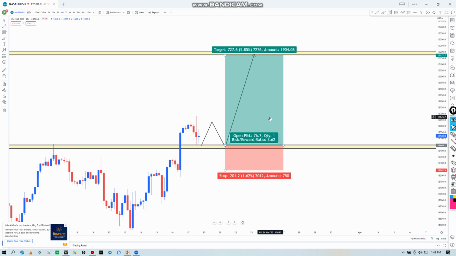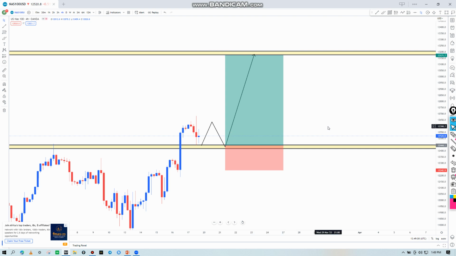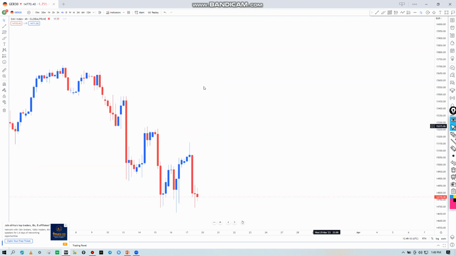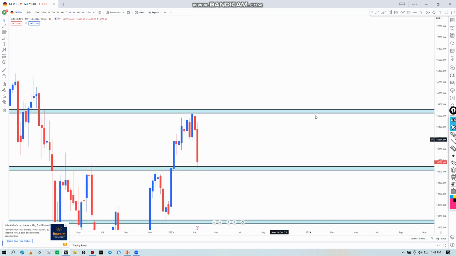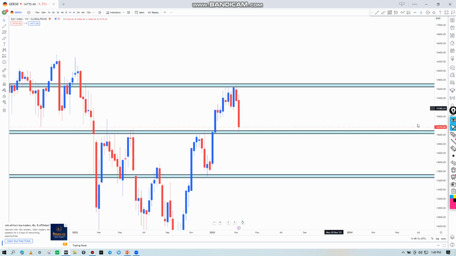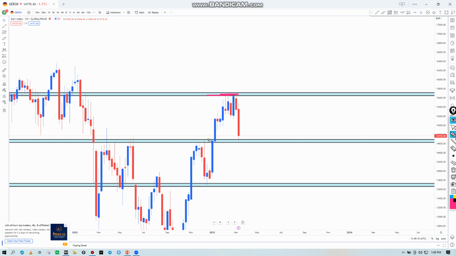On to the last pair on my list over here. I think it's GER30. Yes. Alright, so this is GER30. I'm going to move to the weekly time frame to start my analysis on the weekly as well. So GER30 on the weekly time frame, look at this. We have our weekly upper zone, weekly mid-range zone, and then our weekly lower zone as well.